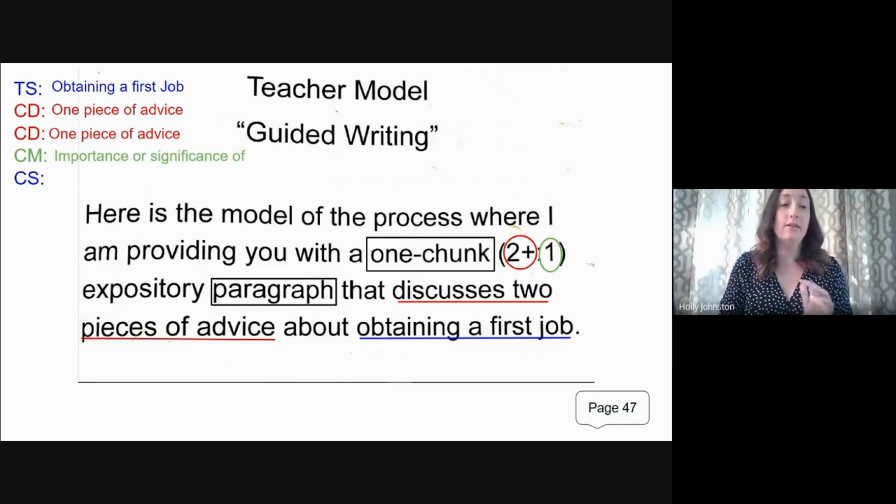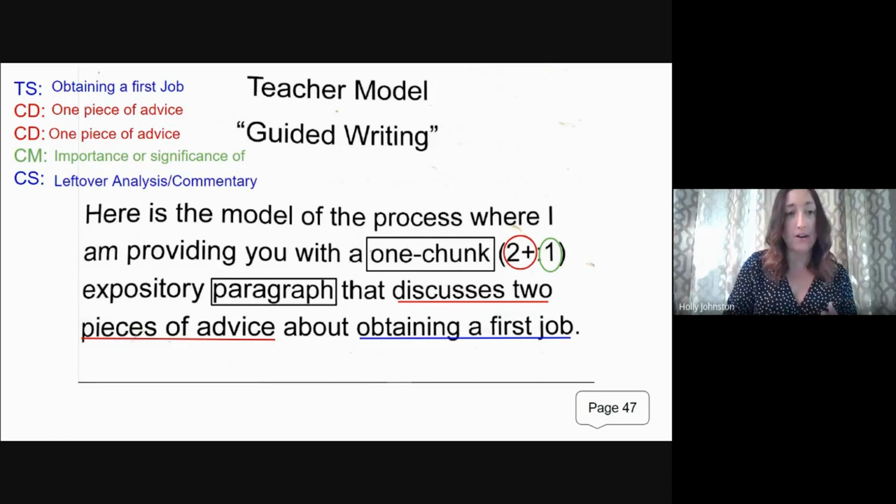And then we know that we need one piece of commentary. Commentary does not come from text. Commentary, if you remember, comes from our experience. So our analytical mind, our heart and soul, our gut instinct and intuition, and a little wiggle. But in this case, in our outline, the commentary is going to tell the importance or significance of those pieces of advice that we're trying to find. And then lastly, we have our concluding sentence, which is leftover analysis or commentary.